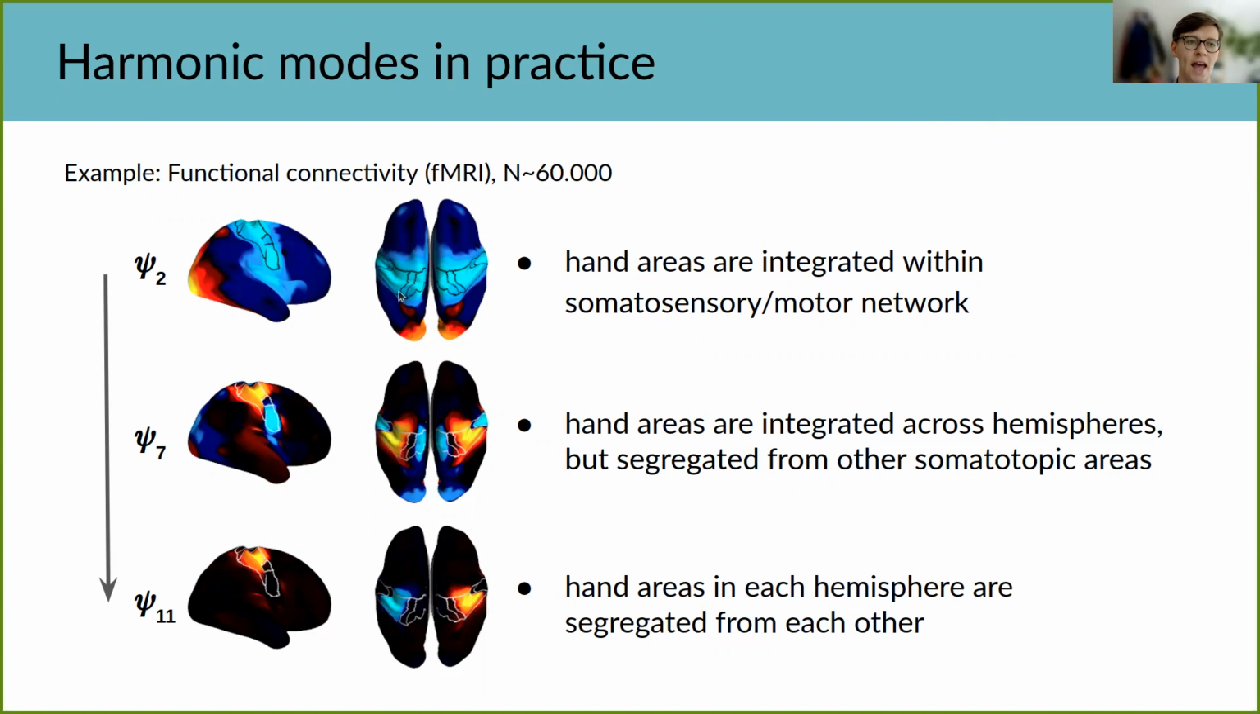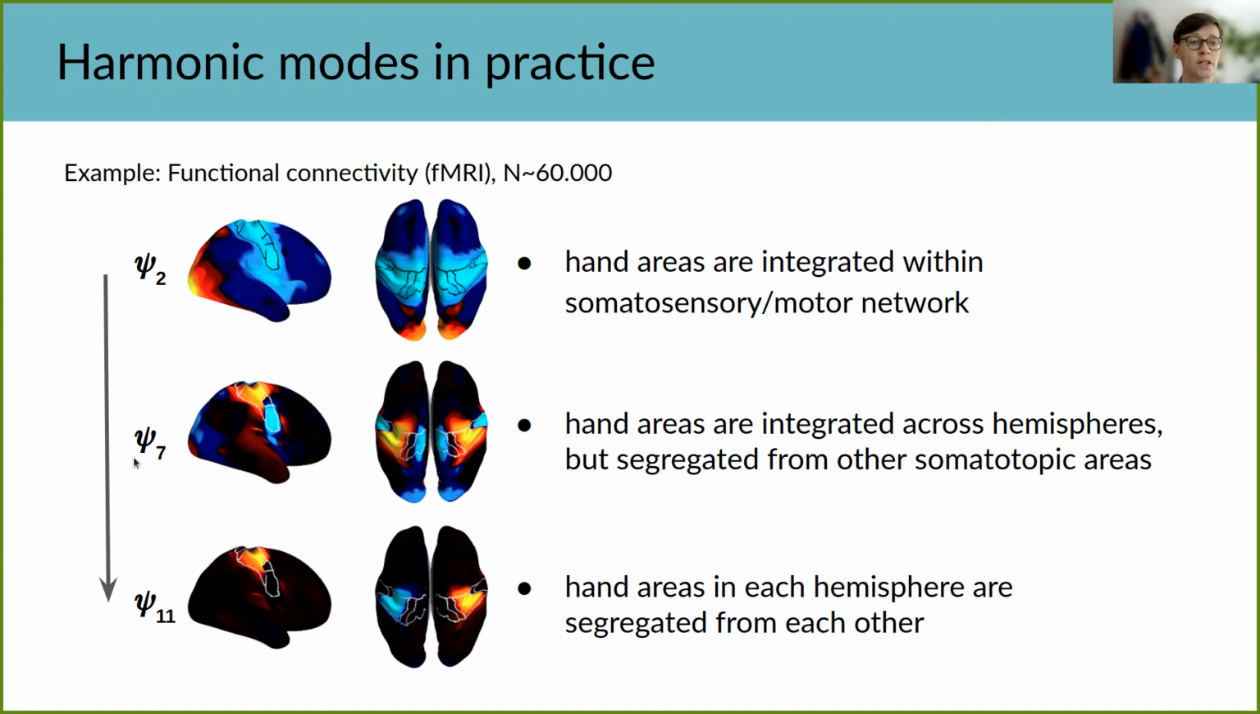So we consider this hand area in the brain. Here you can see it much better. But so in this harmonic mode, in this functional harmonic mode, you see how this hand area is integrated into a large somatosensory motor network, which tells you that this entire network is highly interconnected and they have similar connectivity to the rest of the brain.